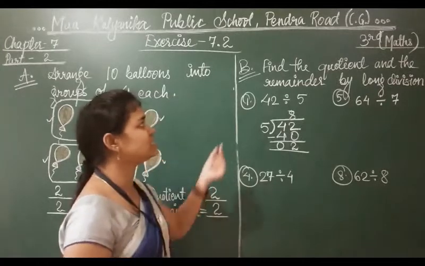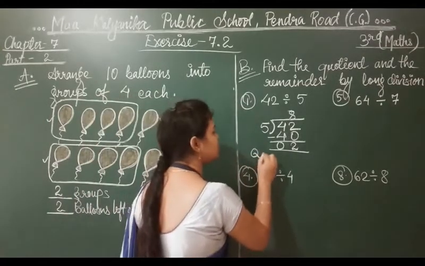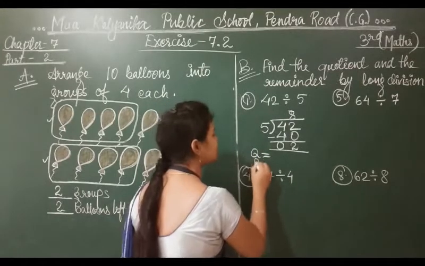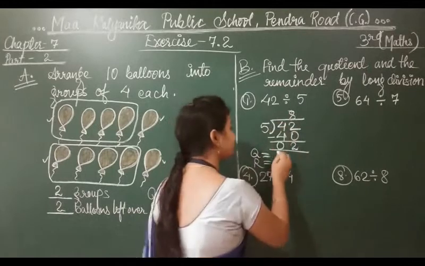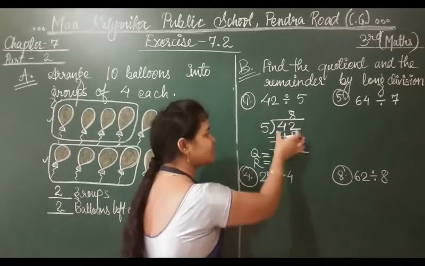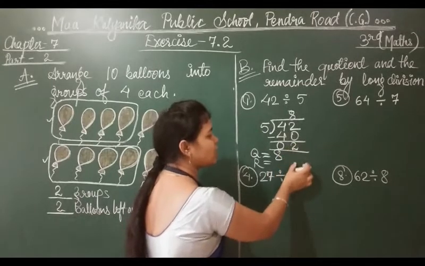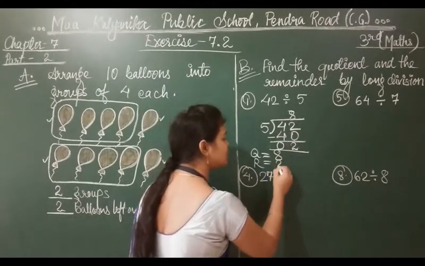So students, it is asked to find the quotient and the remainder. So what is the quotient? Here I am writing Q for quotient and R for remainder. Quotient here is 8, and the remainder is what is left over after division. This is the last. It cannot be divided further. No number is here. So it is 2. So 2 is the remainder.